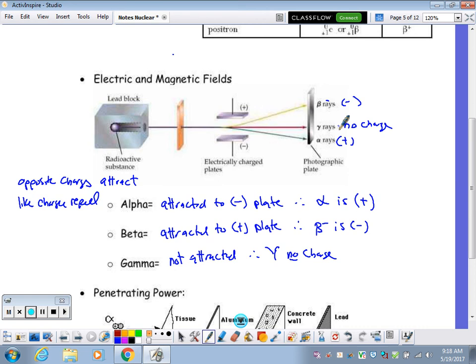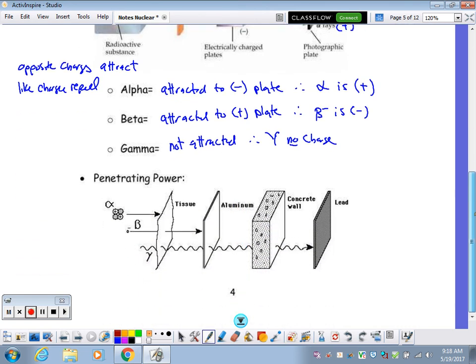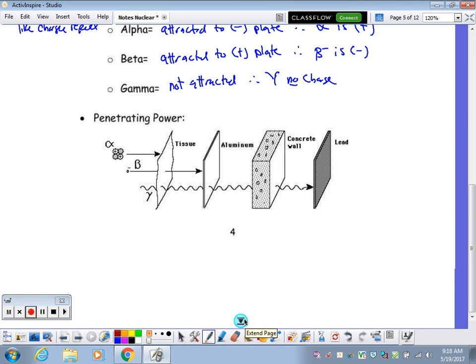The last diagram here on page 4 represents the penetrating power of the different forms of radiation. Here we have the alpha. As the alpha comes across tissue paper, it stops passing through. So the alpha particle is stopped by simple tissue paper. The beta particle, I'm going to put the minus sign there, as it approaches the tissue paper, passes right through the tissue paper, and then it comes to aluminum foil, and it is stopped in its movement.